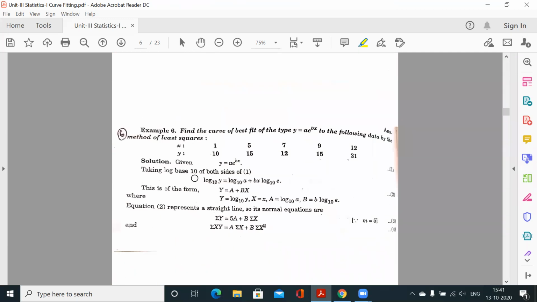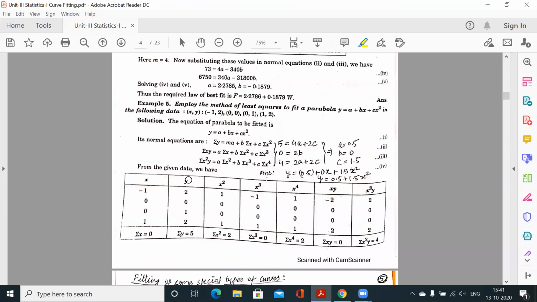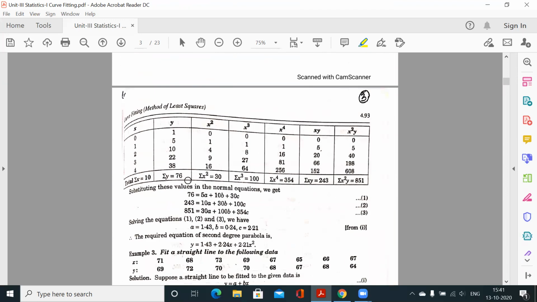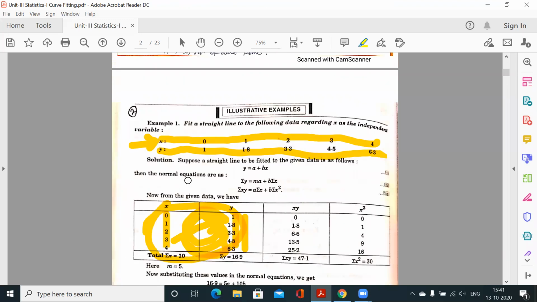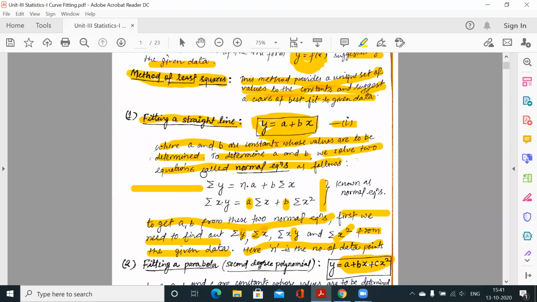So how to get the normal equation? I will skip this part, the derivation of how to find the normal equations. We will discuss this at the end of this topic. There is a very simple process to find the normal equation.